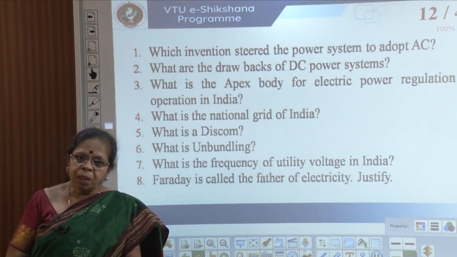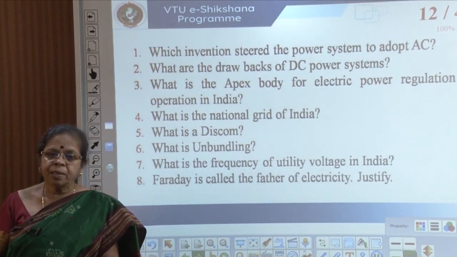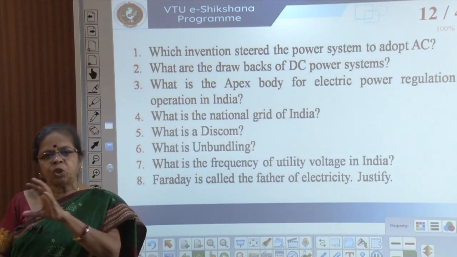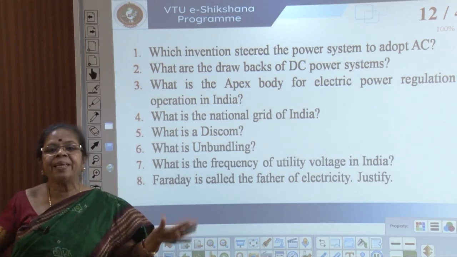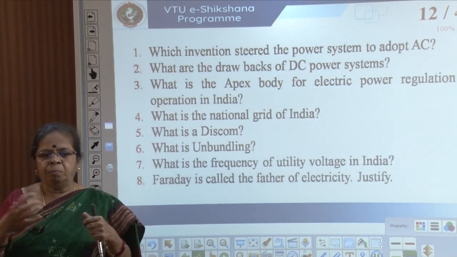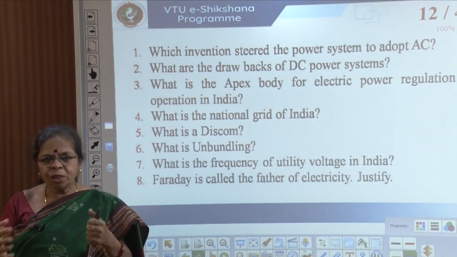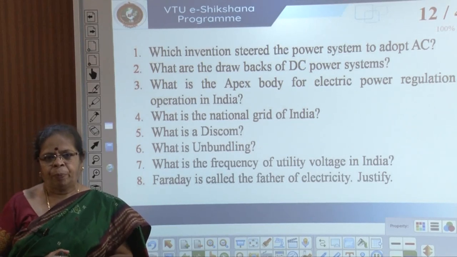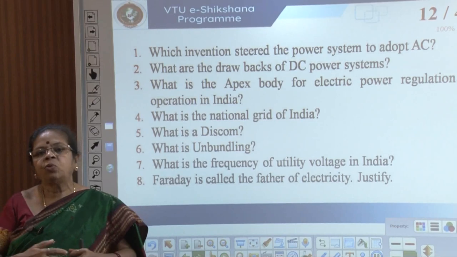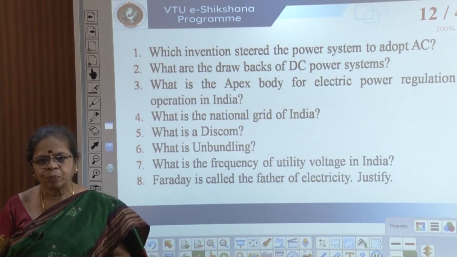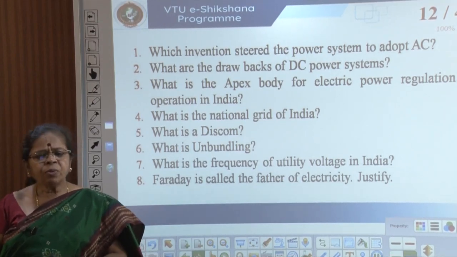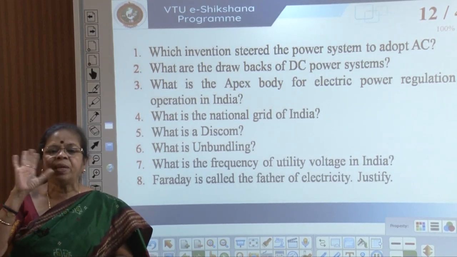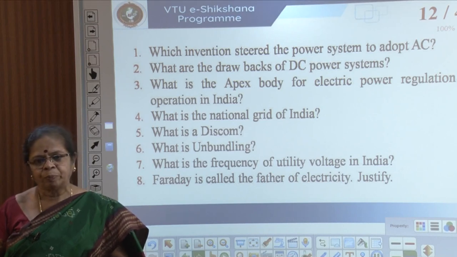Now, what is unbundling? Unbundling is where the accountability and operation of generation, transmission, and distribution are segregated. Bundle means put together. When they're all together in one, you have a vertical structure. And when you unbundle, you have three horizontal structures. What is the frequency of utility voltage in India? Simple, it is 50 hertz with a small deviation permitted by the grid code.